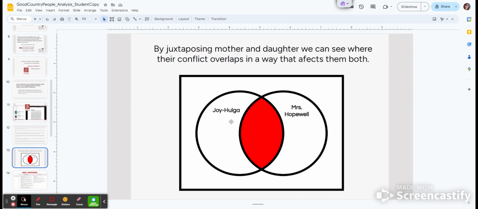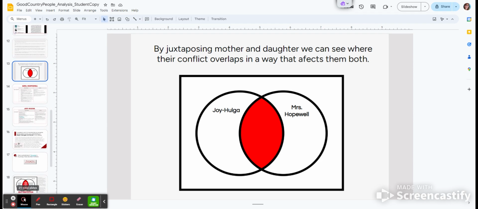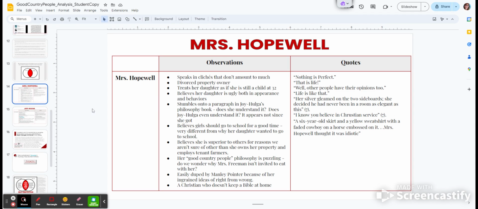So I put this Venn diagram on here because I think it's a perfect way for us to juxtapose Joy Helga and Mrs. Hopewell, and we can see where their conflict overlaps in a way that affects both of them. As very different as they seem in those white spaces, they are also very similar in that red space, and I'm going to show that in greater detail in just a bit. But I do want to point out how, as I'm reading, I make observations about characters, and then I find things within the text that back up what I'm thinking.